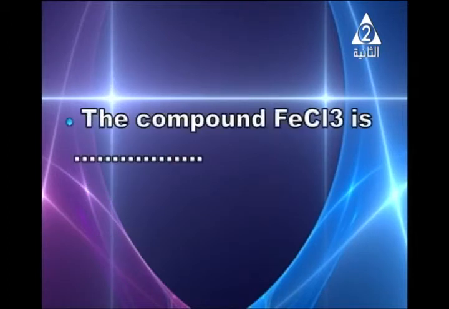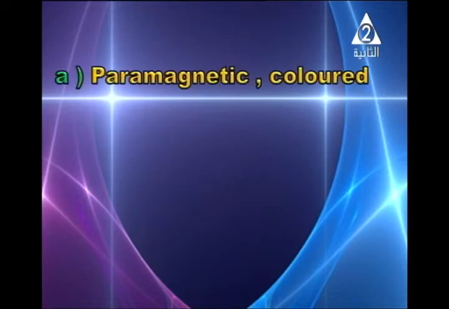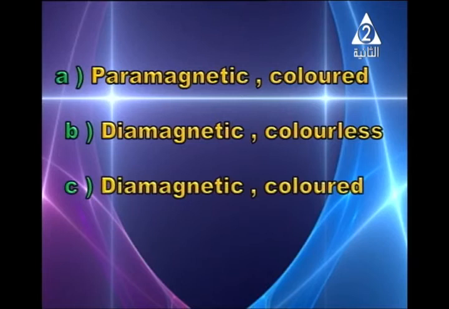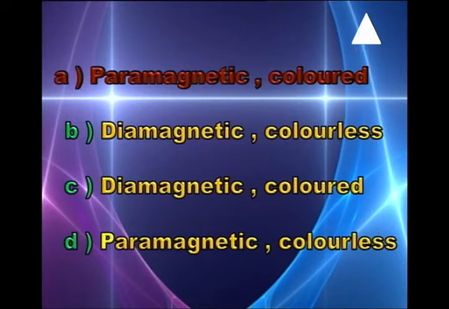The compound FeCl3 is paramagnetic colored, diamagnetic colorless, diamagnetic colored, or paramagnetic colorless. Fe is +3, so we have 5 unpaired electrons. The 5 unpaired electrons will give us a paramagnetic and colored compound.